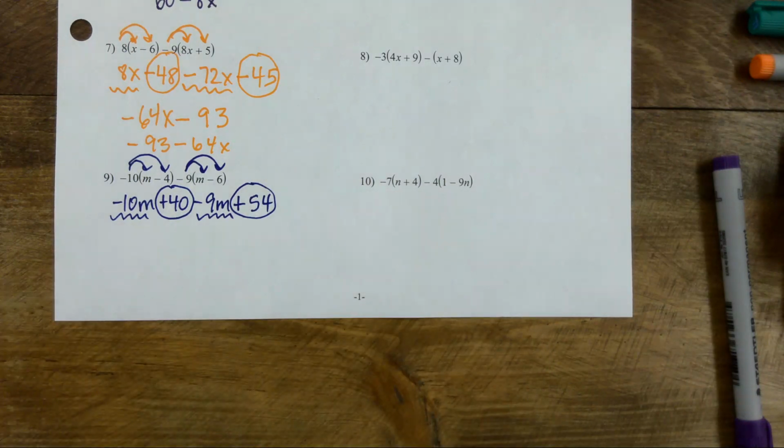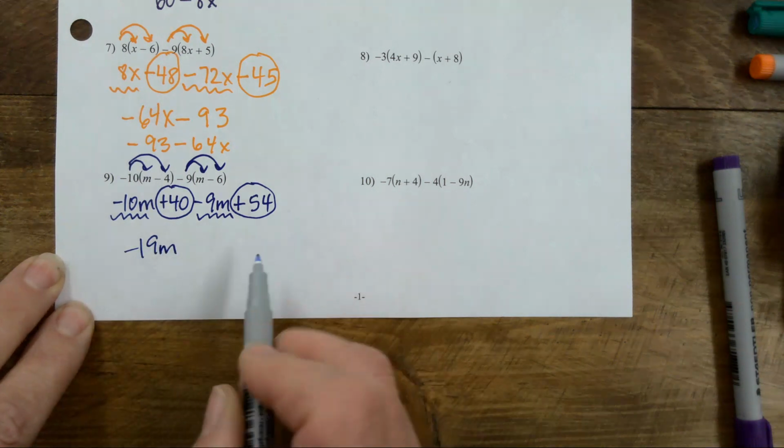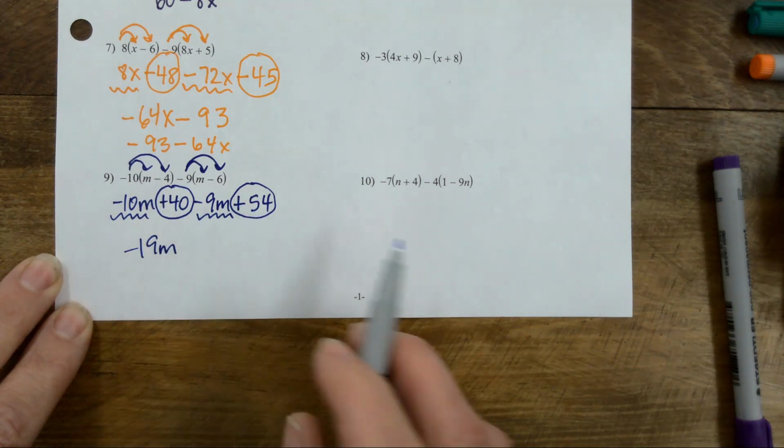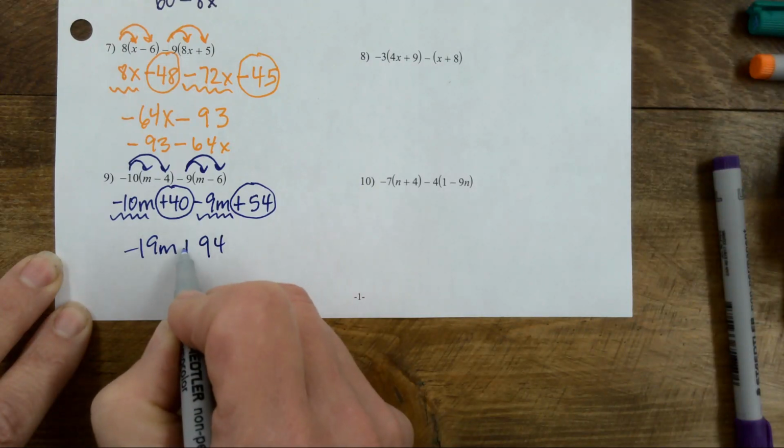So what's negative 10m minus 9m? Negative 19. Beautiful. And 40 plus 54? 94. Yep. Because it's positive, we make it a plus.